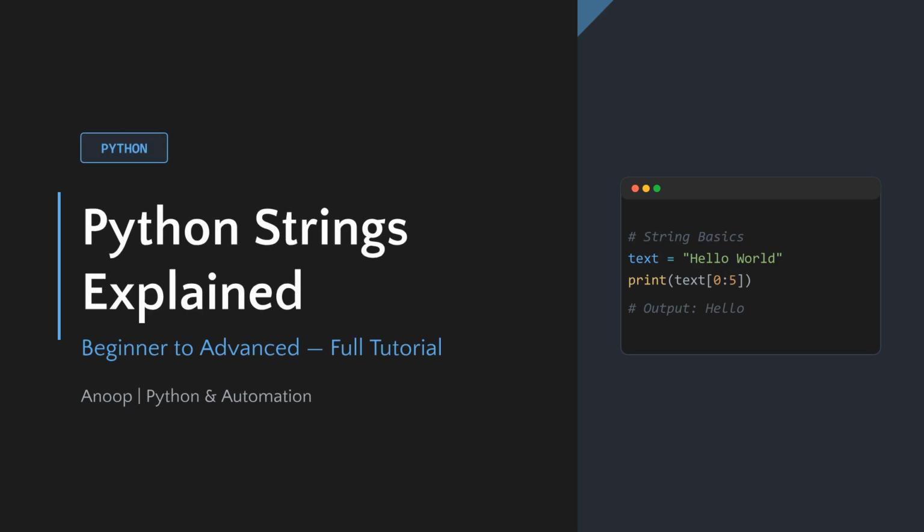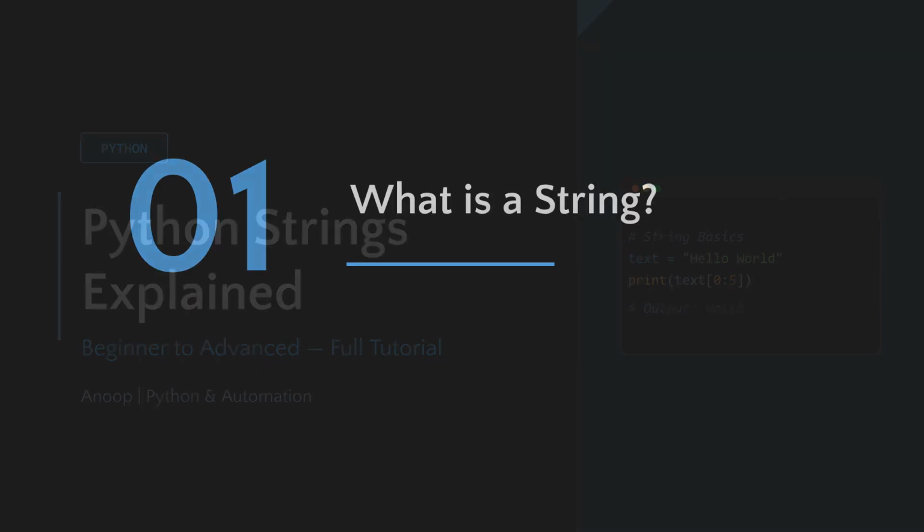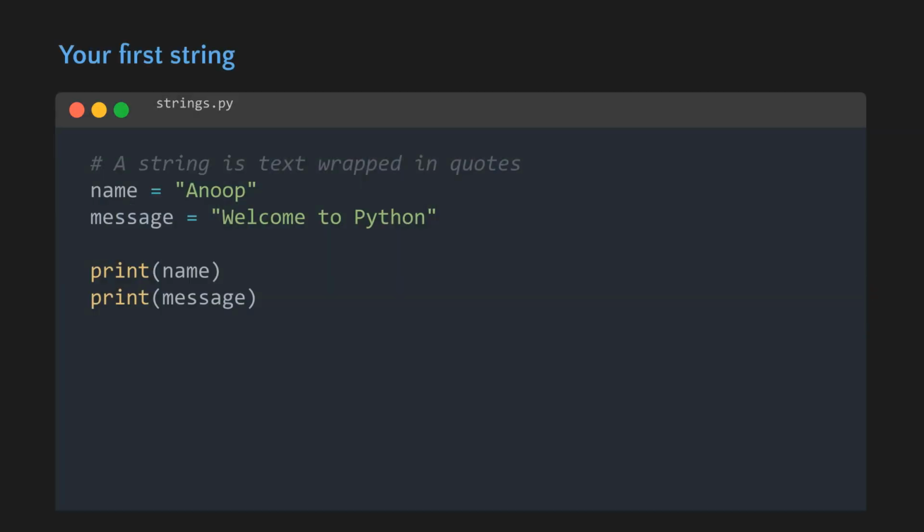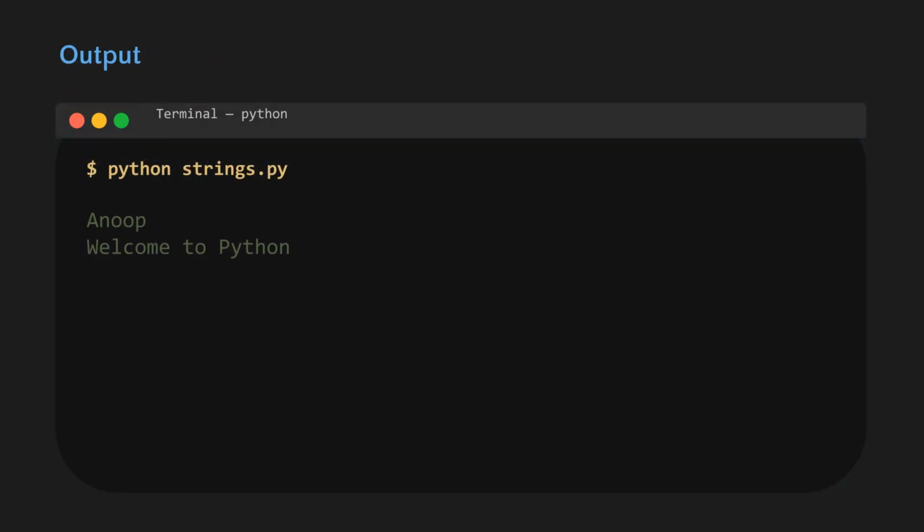Welcome to this full tutorial on Python strings, covering everything from beginner basics to advanced techniques for Python and automation. First, what exactly is a string? A string in Python is simply text enclosed within quotes. You use them to store names, messages, or any textual data. Here is an example of creating your first strings using variables name and message and then printing them out. When we run this script, the output shows the values stored in our string variables, printed sequentially.